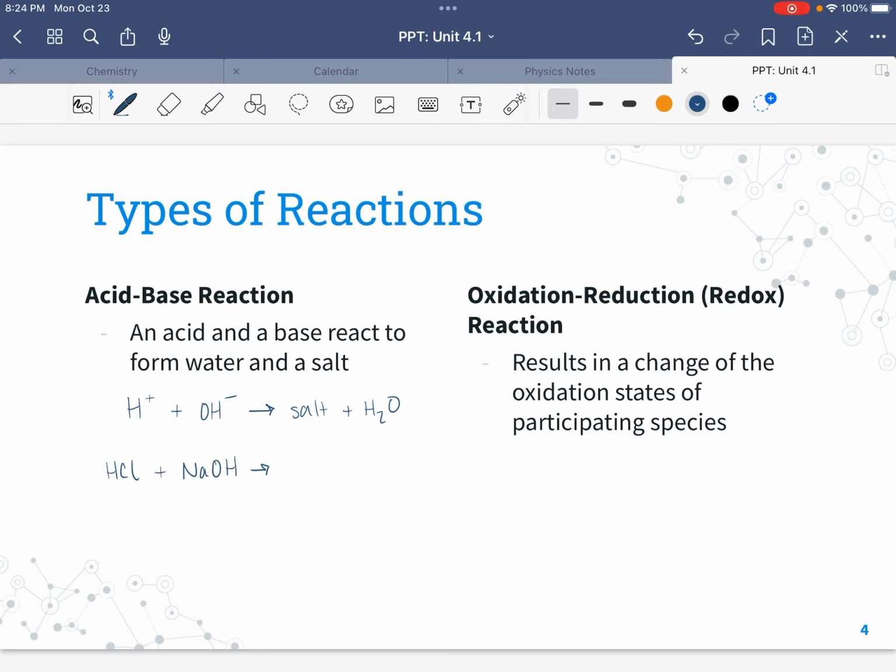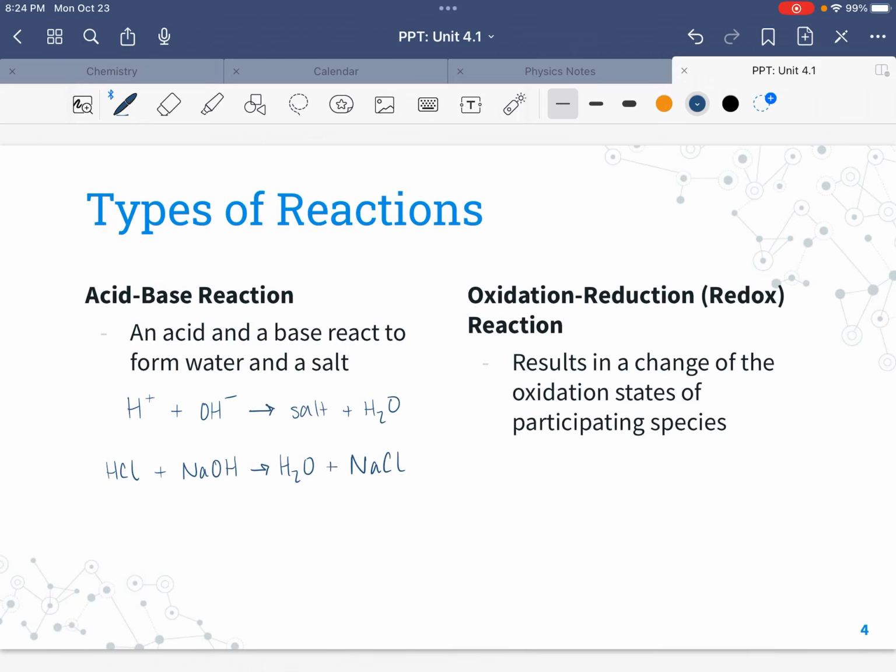Basically this is a double dissociation, or double displacement, type problem. My hydrogen from here is going to combine with my OH here in order to form water. And then the two ions that are left over, the sodium and the chlorine, are going to combine to form that salt.